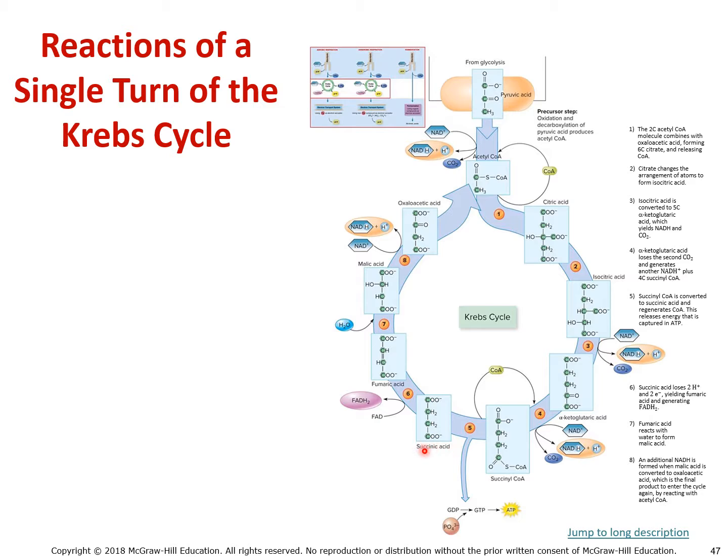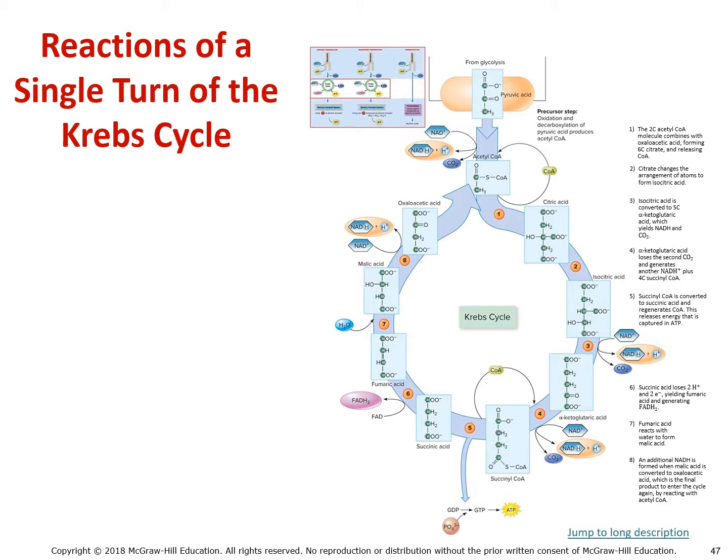And then what we're left with is this 4-carbon succinic acid. Well, succinic acid, we can help liberate electrons to allow us to use again later, leaving us with fumaric acid. If we add water to fumaric acid, we have malic acid, and then from that malic acid we can produce NADH, leaving us with our final product, oxaloacetic acid. But again, since this is a cycle, we combine that oxaloacetic acid with the acetyl-CoA, and we produce citric acid again, and we go around again.